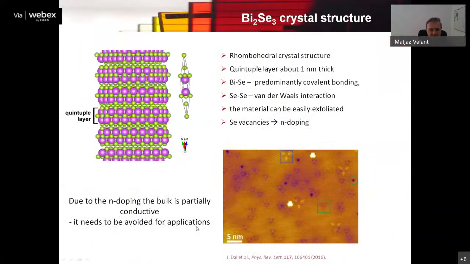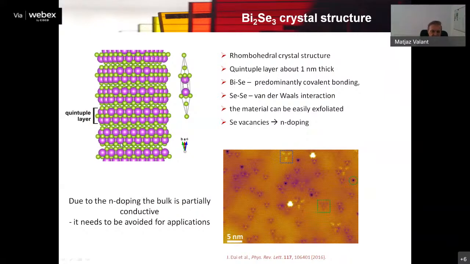So the modern material for topological insulators is bismuth selenide. Here I'm showing you the structure of bismuth selenide. You can see it's a layered structure. We have so-called quintuple layers, which are bound together by secondary forces, by van der Waals force. So we can easily exfoliate this, easily break this electrostatic secondary force and get layers, flakes of bismuth selenide.